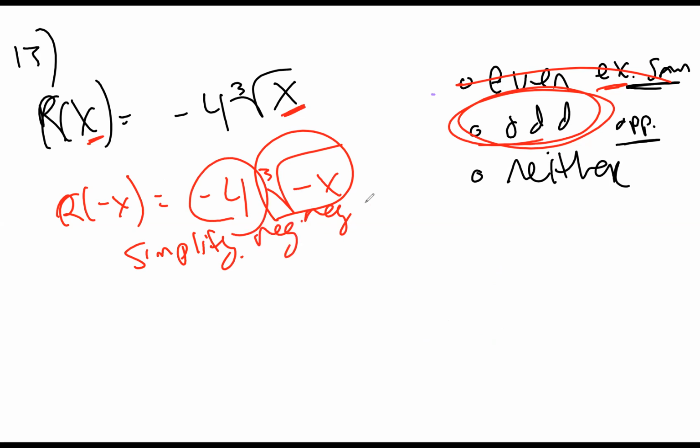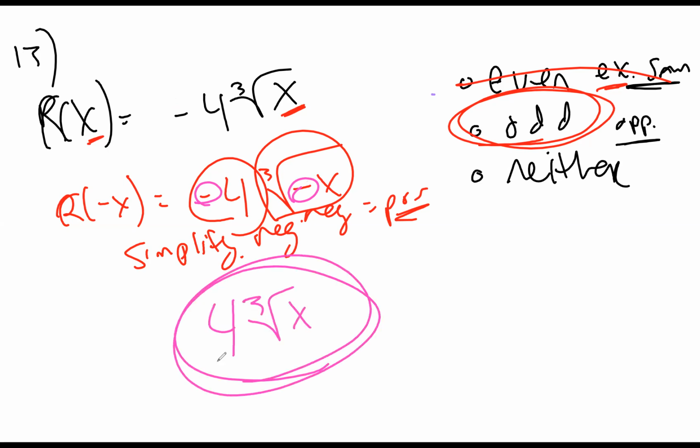What do you get when you do a negative times a negative? A positive. So then what's going to happen is this negative right here and this negative right here are going to multiply together to give you +4 times the cube root of X. And you say, okay, I've simplified as much as I can.